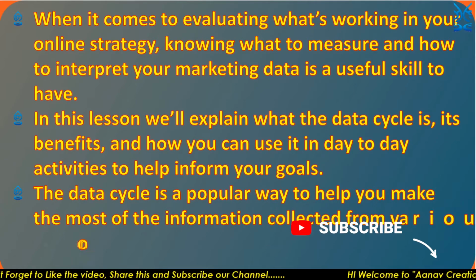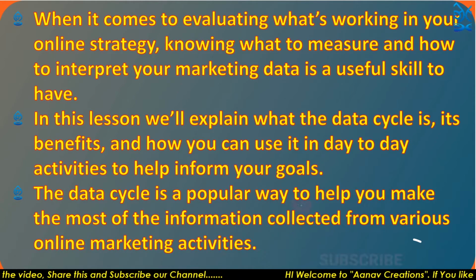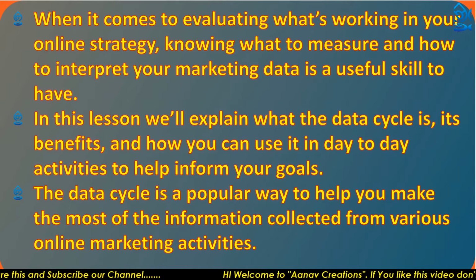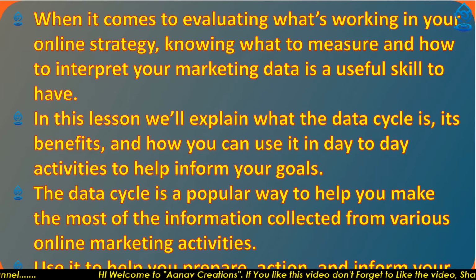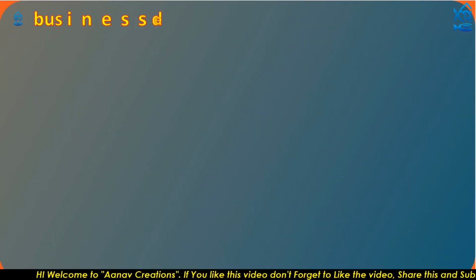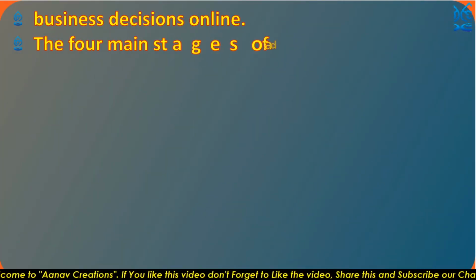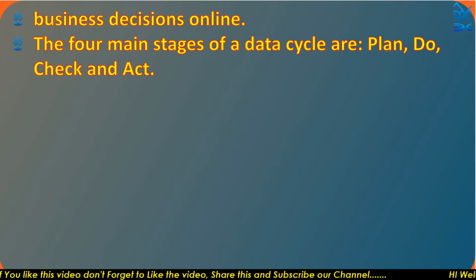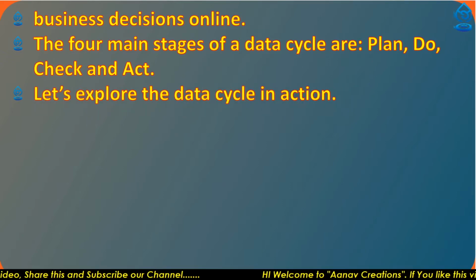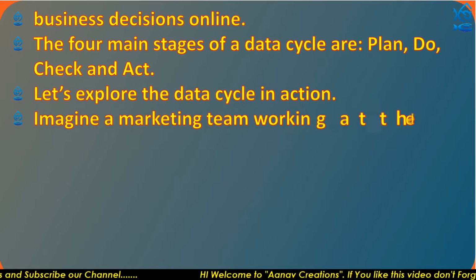The data cycle is a popular way to help you make the most of the information collected from various online marketing activities to help you prepare action and inform your business decisions online. The four main stages of the data cycle are plan, do, check and act. This is also called PDCA. Let's explore the data cycle in action.